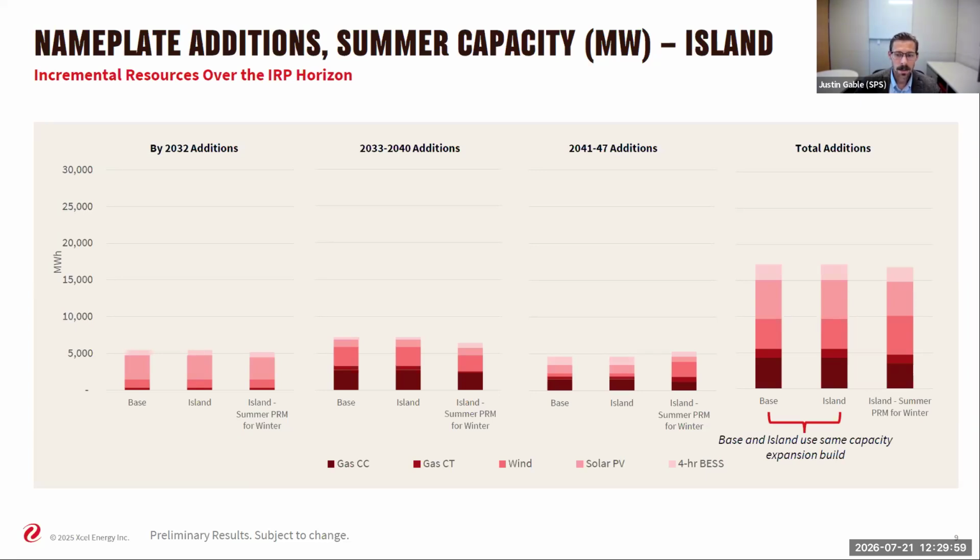I'll pause there to see if this brings up any questions for folks on the islanded approaches that we modeled.